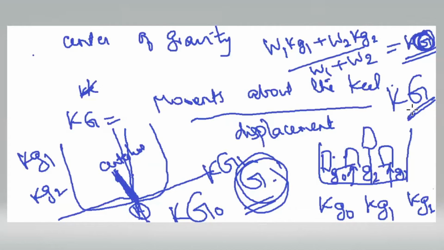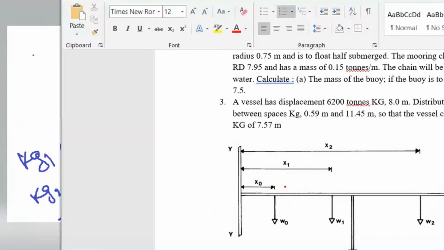We'll do a couple of problems. I think it'll become clear with that. Let's just do this. This first problem I'll do. A vessel, they are saying, has a displacement of 6200 tons. KG is 8 meters. Distribute 9108 tons of cargo between spaces with KG 0.59 and 11.45. So basically the problem is like this. I need both of these, so I'll just shift this a little bit here.